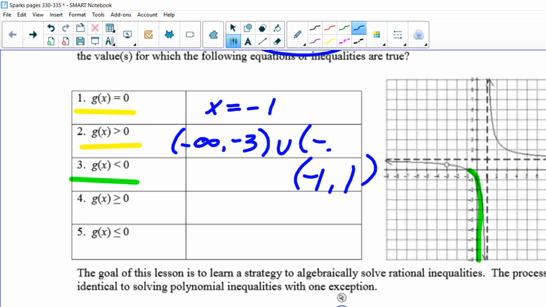What about number 4? Graphically, what does that mean? Greater than or equal to 0? On or above. Good. On or above the x-axis. Where is this graph on or above the x-axis?